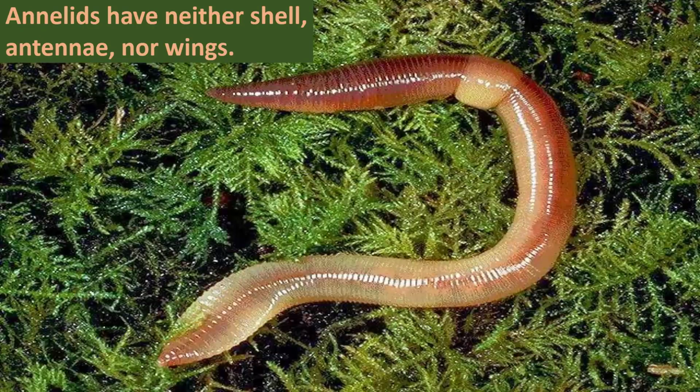If you look at this picture, you will see that annelids have no legs. So it's one of its characteristics that the annelids have no legs. Also, annelids have neither shell, antenna, nor wings.